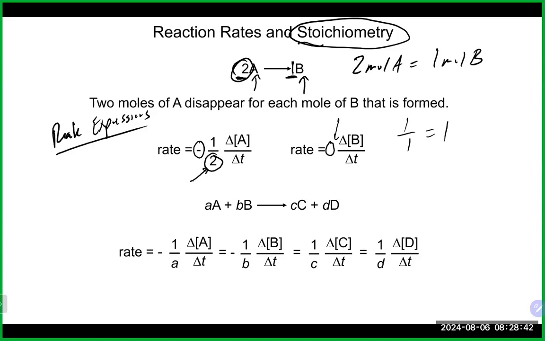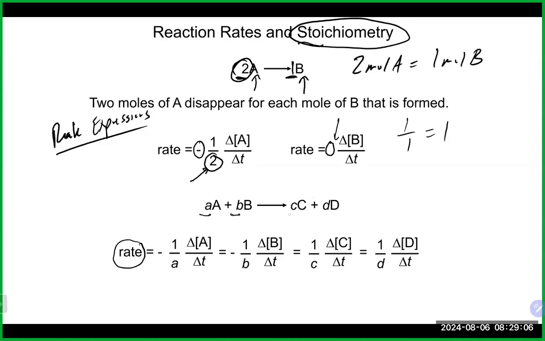So this gives us a relationship that we could write some rate expressions for reactants and products, and we could actually set them all together. So the average rate here, which again should be a positive number, is equal to minus 1 over the coefficient of A times the change in concentration of A over the change of time. That would equal minus 1 over B, the change in concentration of B over change of time.